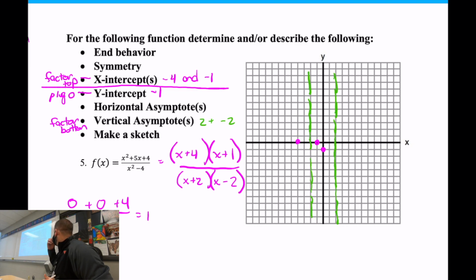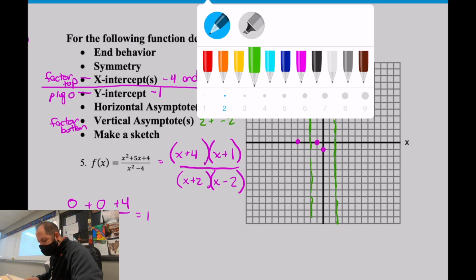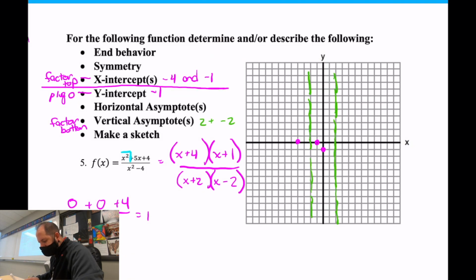All right. Now for horizontal, this is where you have to check the greatest powers. So on my problem, I'm looking at the greatest powers here and here. That's how you do horizontal. So we're checking the powers, the exponents. If the exponents are the exact same number on top and bottom, do you agree that mine are the same? Yes. You divide the leading number out front. 1 over 1. So there will be a horizontal asymptote at 1.